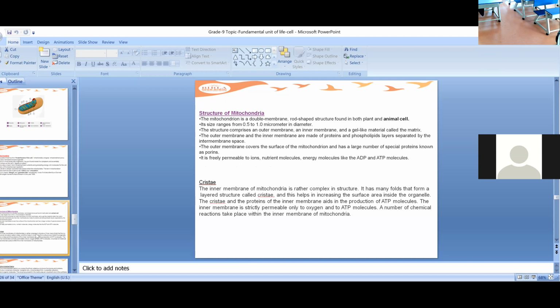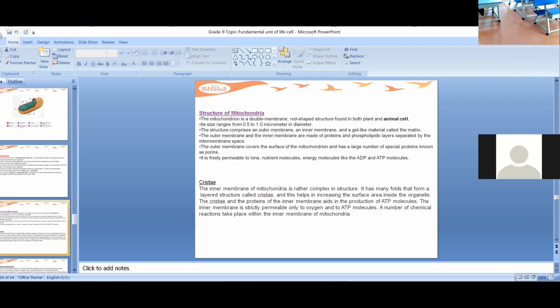Coming to the structure of mitochondria, it is a double membrane rod-shaped structure which is found in both animal and plant cells. It ranges about 0.5 to 1.0 micrometer in diameter. The structure comprises an outer membrane and an inner membrane, and a jelly-like material called matrix is present inside it. The outer and inner membranes are made up of proteins and phospholipids.